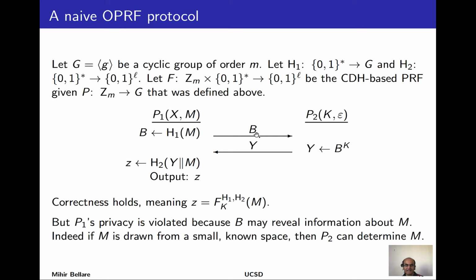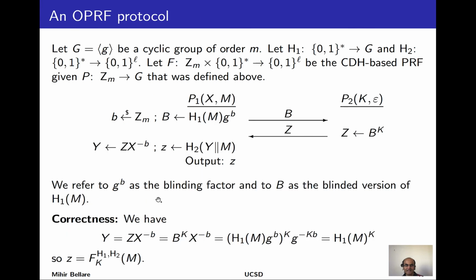In particular, if, as may well be likely, the message comes from a small space, it's very easy for the second party to completely determine the message by just searching through that space and hashing the candidates. So this isn't quite going to work.